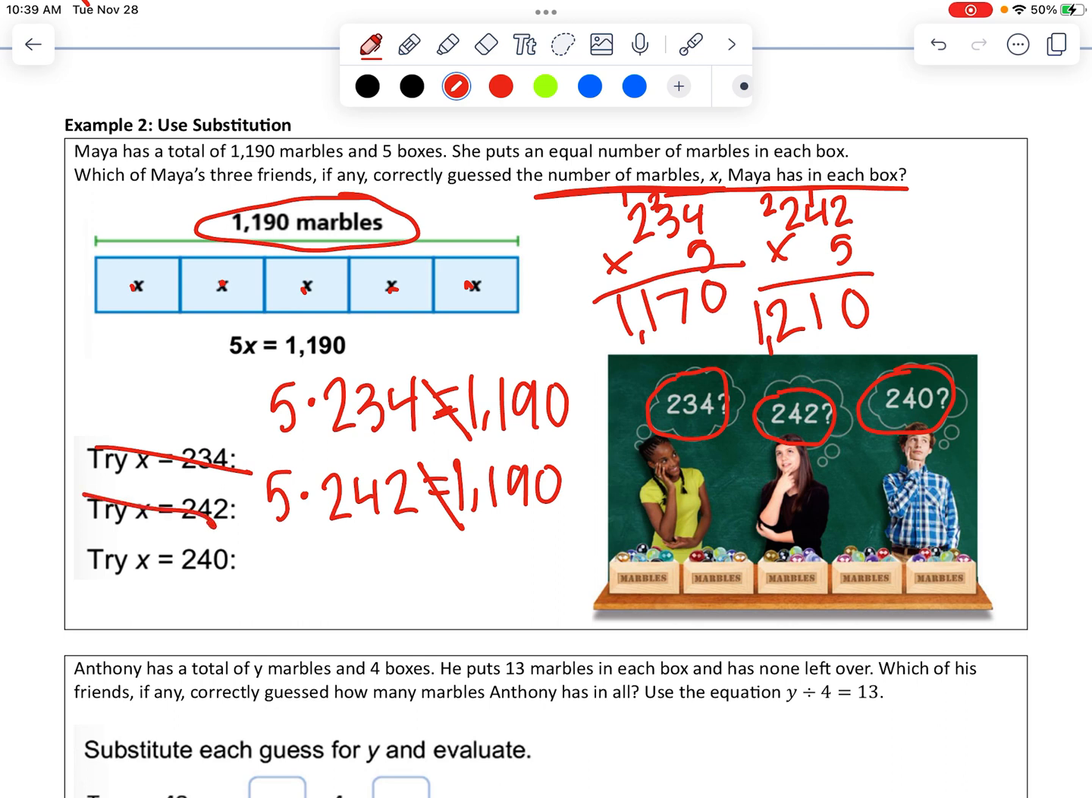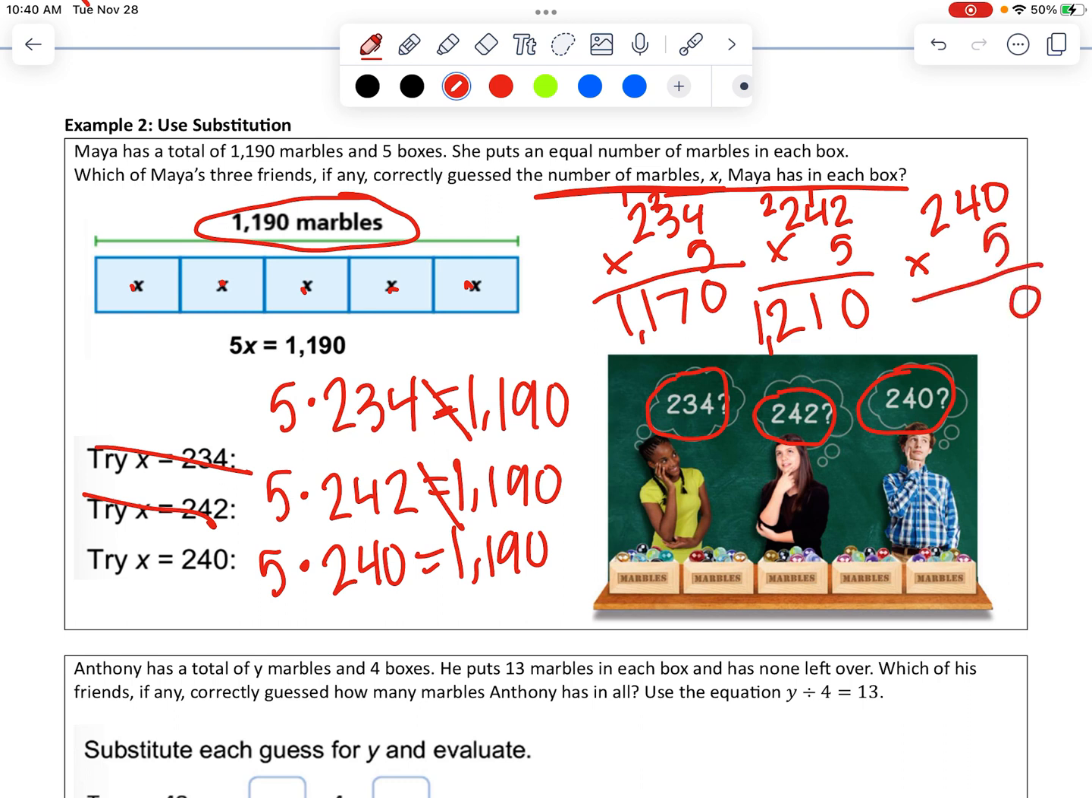So then we have our last one, which means it probably works since it's the last one to try, but you never know. So we'll do 5 times 240 equals 1,190. So 240 times 5. 0 times 5 is 0. 4 times 5 is 20. So carry your 2, bring down your 0. 5 times 2 is 10. Plus 2 is 12.